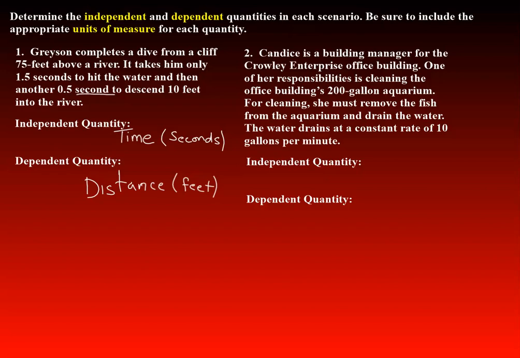2. Candace is a building manager for the Crawley Enterprise office building. One of her responsibilities is the office building's 200-gallon aquarium. For cleaning, she must remove the fish from the aquarium and drain the water. The water drains at a constant rate of 10 gallons per minute. So go ahead and pause it now and try it on your own.